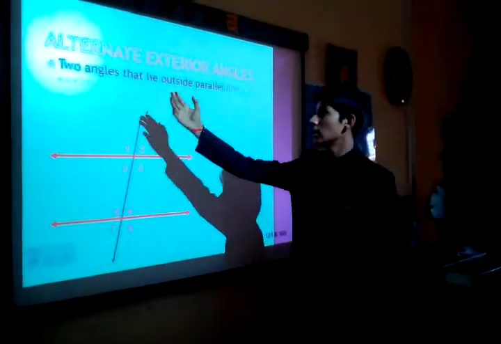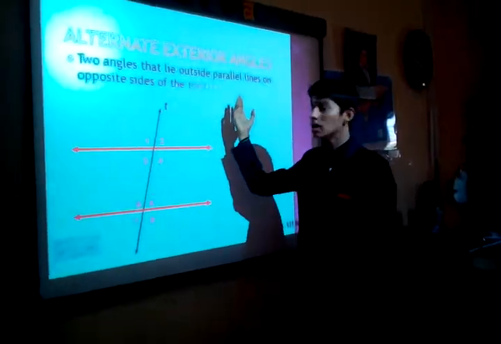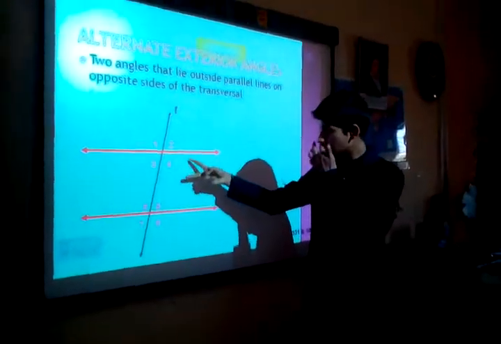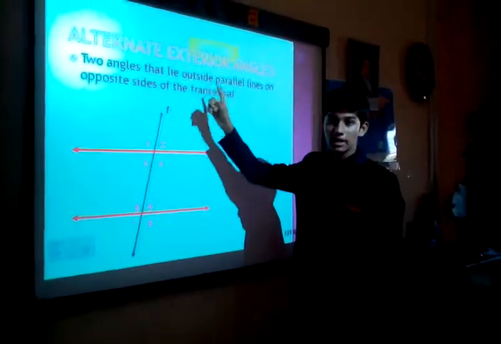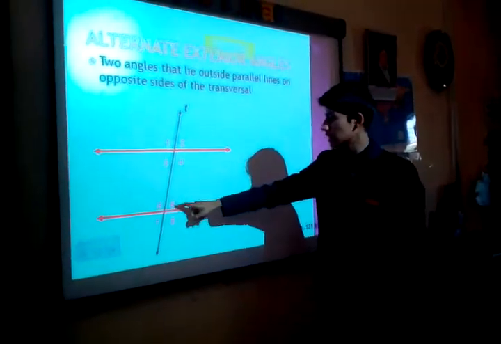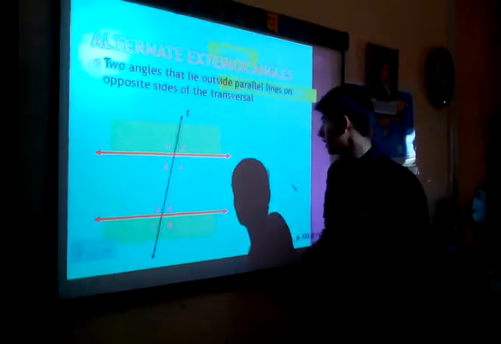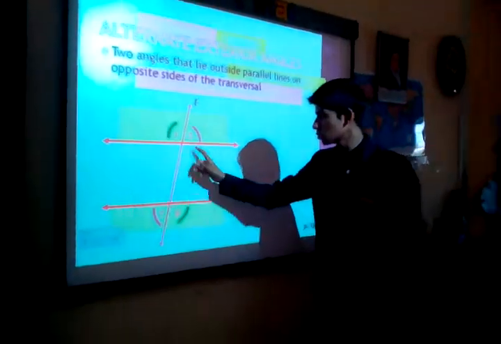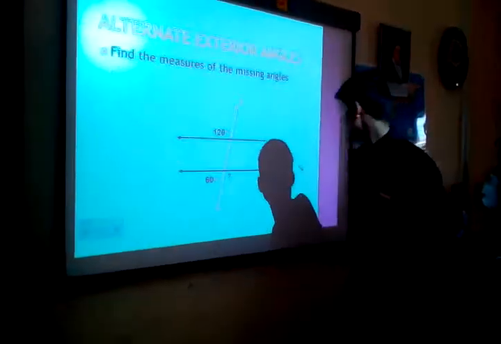Alternate exterior angles. Two angles that lie outside the parallel lines, on opposite sides of the transversal. Here you can see two parallel lines and one transversal. Here it is alternate exterior angles. Therefore, angle 1 is alternate exterior angle to angle 6, while angle 2 is to angle 8. Here you can see angle 2 to angle 7, angle 1 to angle 8.